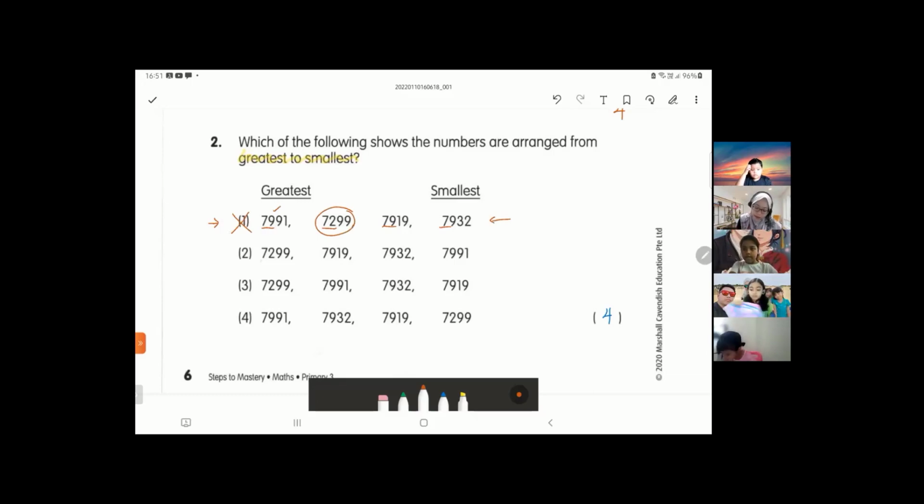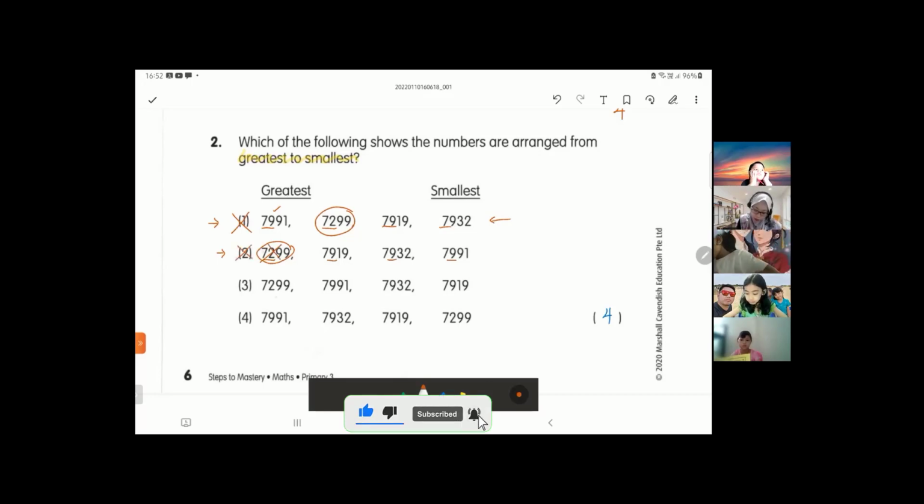Next one. Option number 2. 7,299. You see, I always underline the second number. Okay. 7,919, 7,932, 7,991. The first one, this one is the smallest, so out. I want the greatest there. So this is out also.